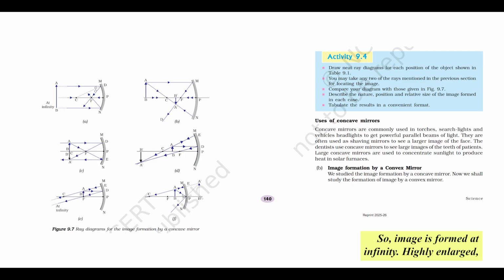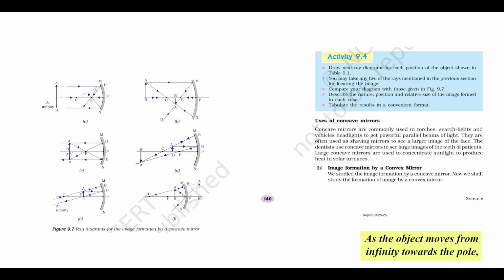So image is formed at infinity, highly enlarged, real, and inverted. This is the principle behind a searchlight: a bulb at F gives a parallel beam. And the special case: object between P and F. This is the only case where a concave mirror gives a virtual and erect image. The reflected rays diverge, but appear to come from a point behind the mirror. The image is enlarged. That's the shaving mirror or dentist's mirror case. Magnified and upright. Exactly. That's the one.